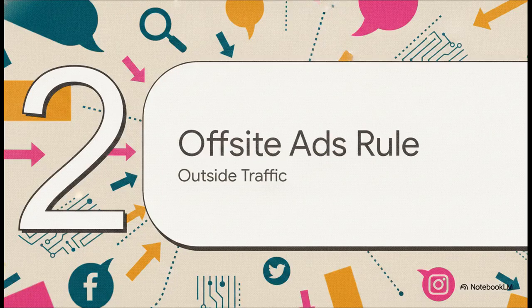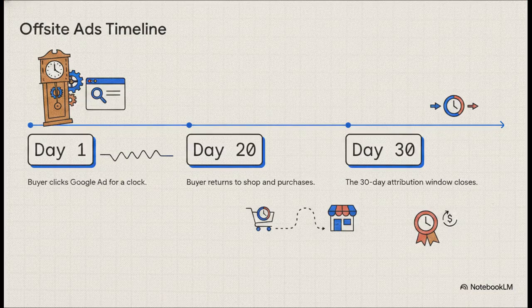Moving on to Section 2, the offsite ads rule and how we bring in outside traffic. We just covered internal traffic, but pulling in outside traffic from search engines and social networks is a whole different ballgame. With offsite ads, the platform actually pays the advertising cost up front to put your products on places like Google. But here is the catch, so pay attention to this timeline. Let's say you sell handmade wooden clocks.